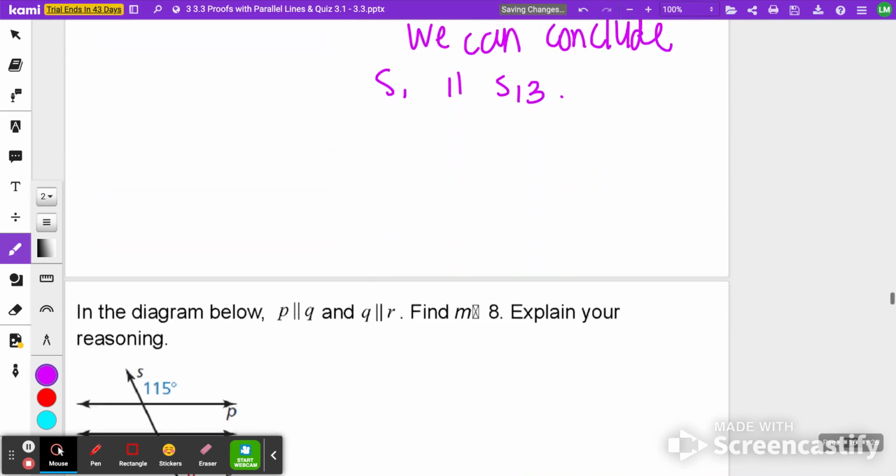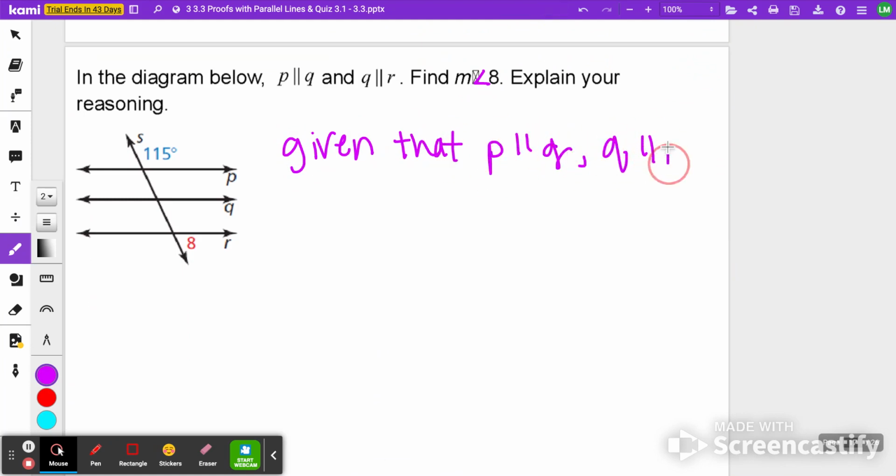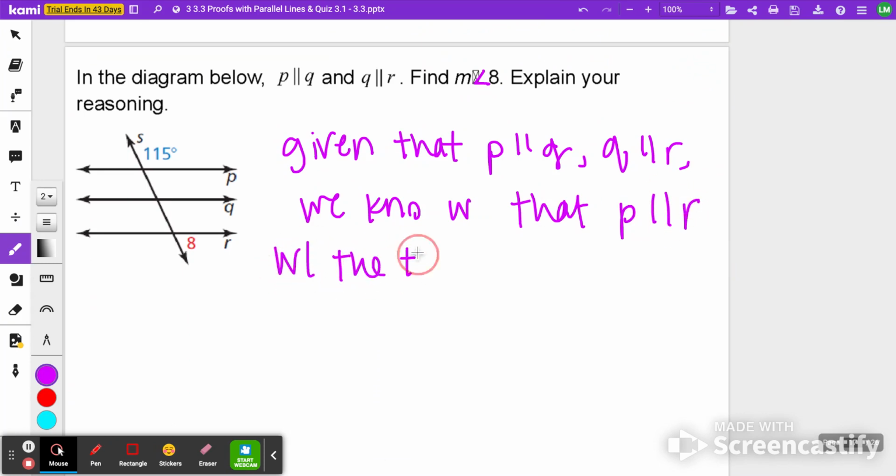All right, last example. In the diagram below, P is parallel to Q and Q is parallel to R, so find the measure of angle 8 and explain your reasoning. So explaining your reasoning means we're going to give the proof. So given that P is parallel to Q and Q is parallel to R, we know that P is parallel to R with the transitive property of parallel lines.